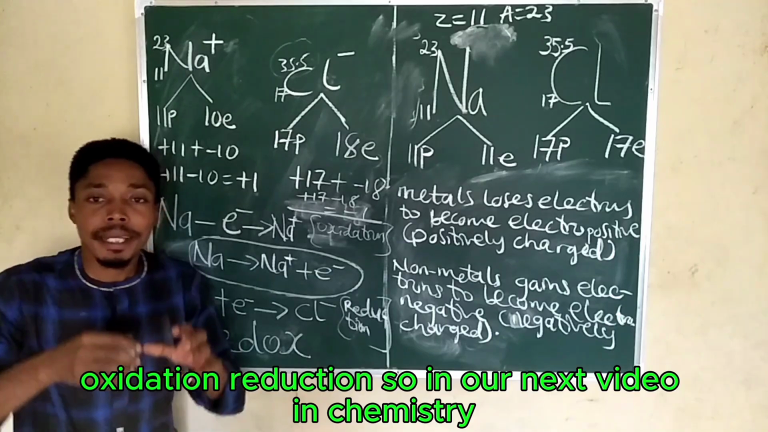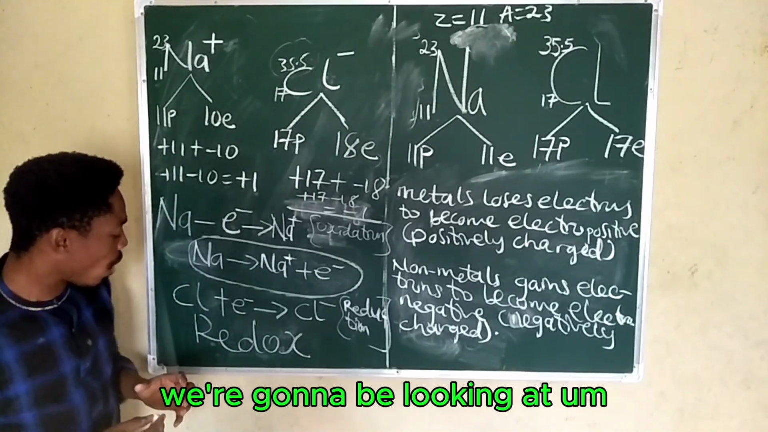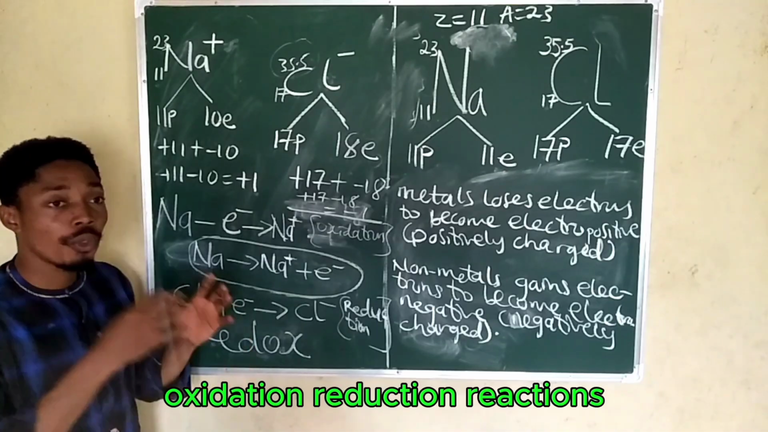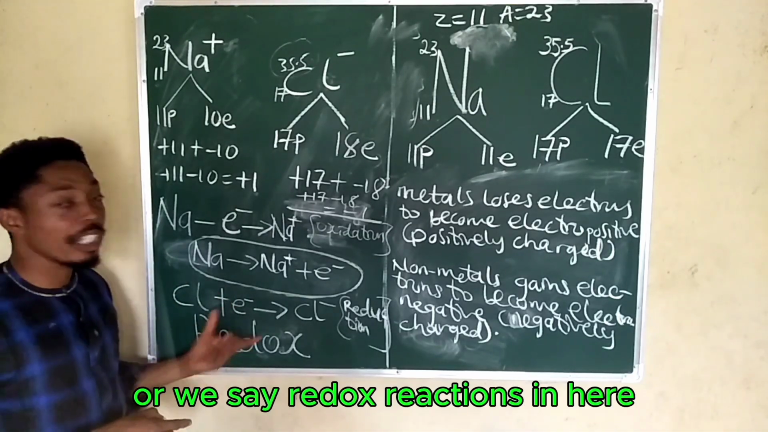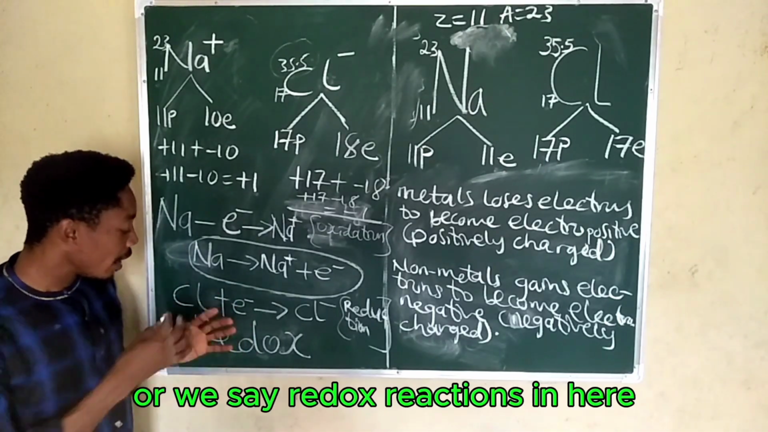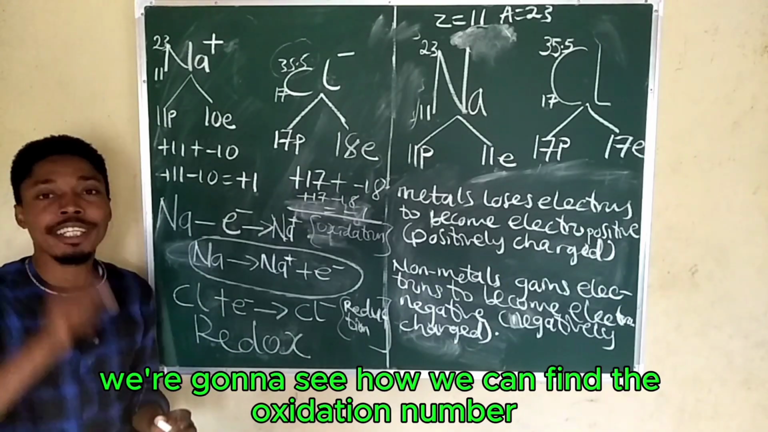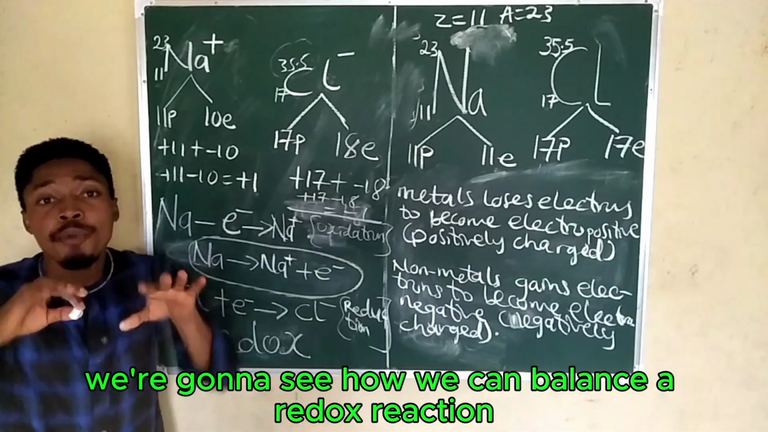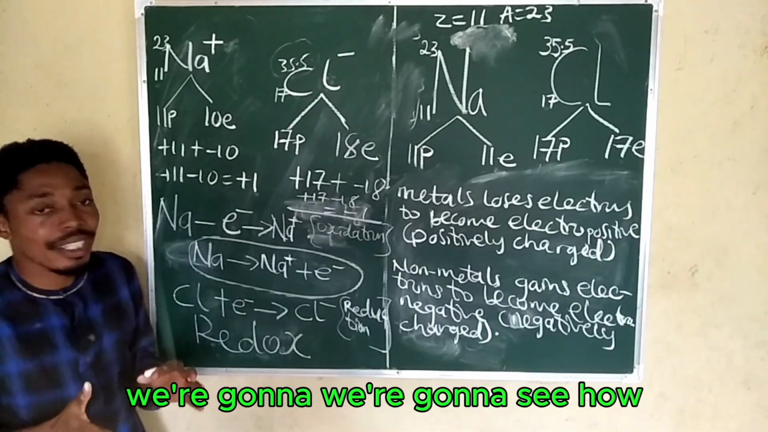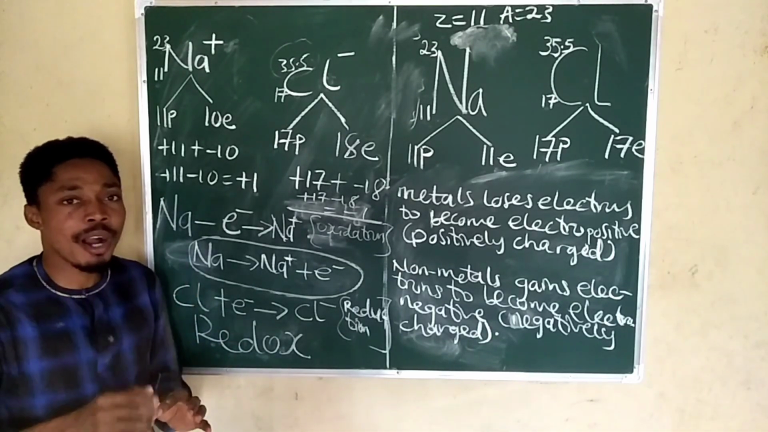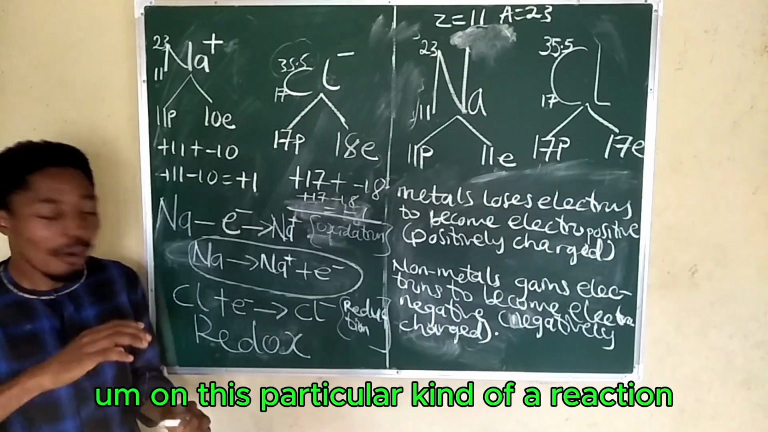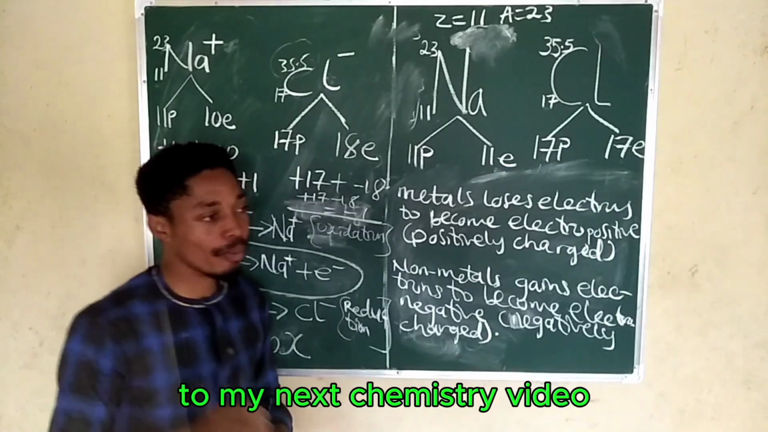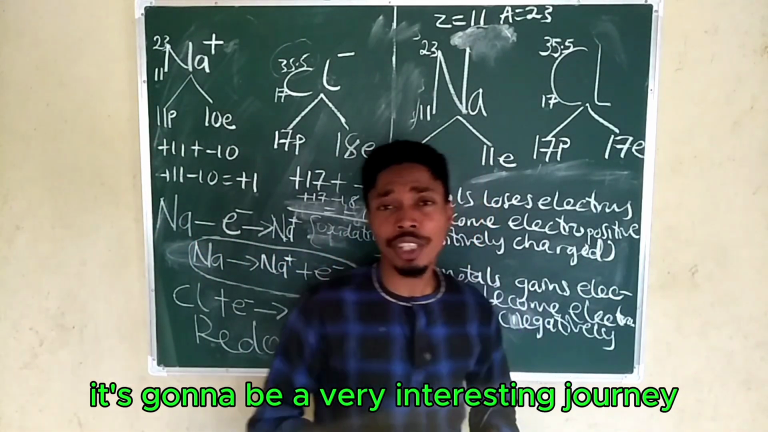So, in our next video in chemistry, we're going to be looking at oxidation reduction reactions, or we say redox reactions. In here, we're going to see how we can find the oxidation number of an atom. We're going to see how we can balance a redox reaction. We're going to see how we find our way around so many things on this particular kind of reaction. Stay tuned to my next chemistry video. It's going to be a very interesting journey.